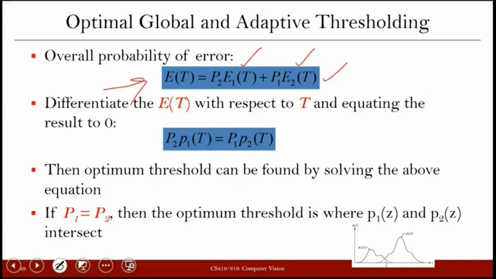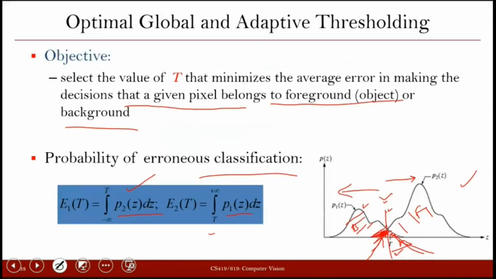Now, if we differentiate this error and equate to 0, we'll find that this will be equal to this. Why? Because when we are differentiating ET, this will be P2 times the differentiation of E1T, and in the definition of E1T, you see that this is an integration. When you are doing differentiation, this in some sense nullifies the integration, and then you just get the function that you have here.